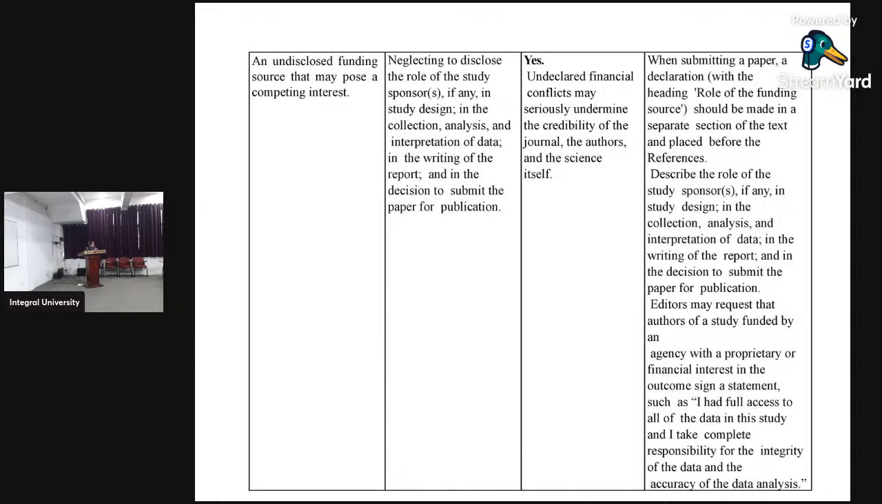They may influence the other group in publishing your paper without much of a peer review. So that is again a competing interest. So is it unethical? Yes, undeclared financial conflicts are unethical. They may seriously undermine your credibility.